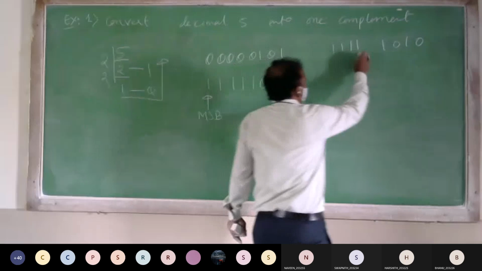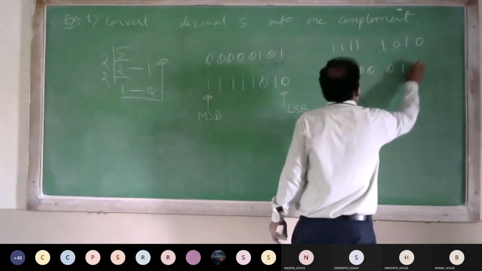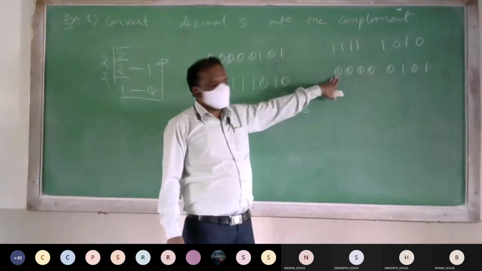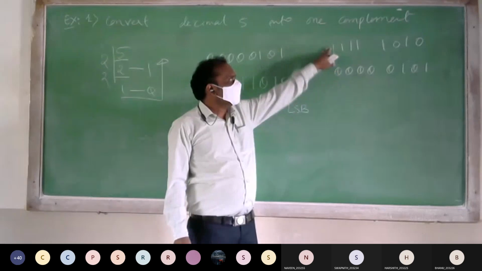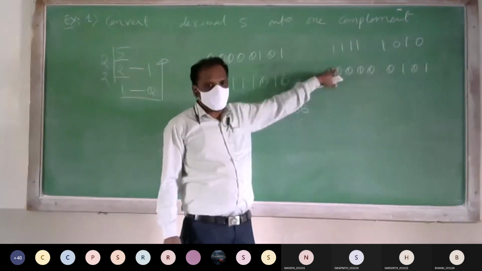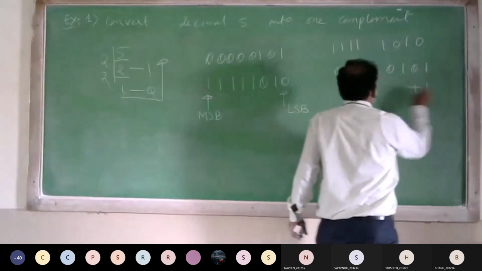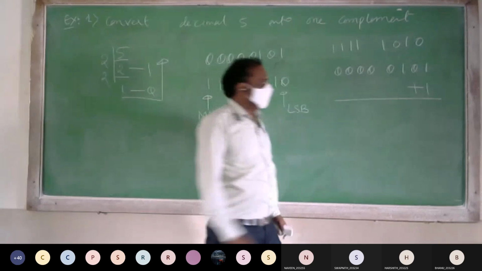That means ones are converted to zeros and zeros are converted into ones. This is the 1's complement. According to the definition, ones are converted to zeros and zeros into ones. But we need to convert it into 2's complement, not 1's complement. So this is the 1's complement, then you have to add 1.